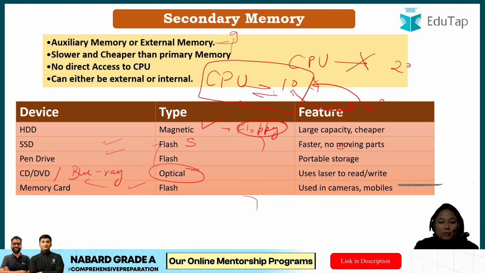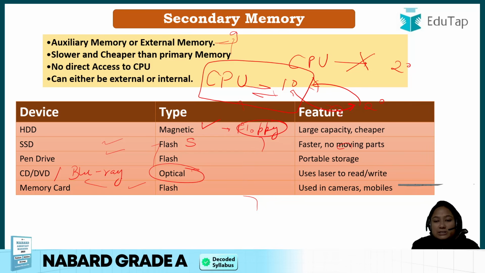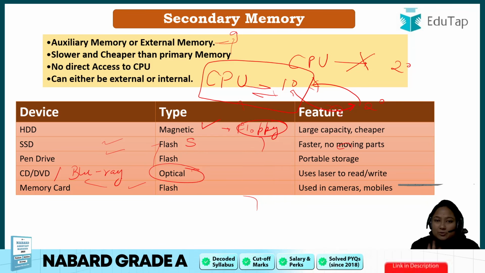Okay. So I hope this much is very clear to you. This was pretty easy. There was nothing to panic about here. Till now, very easy things are there. For the NABARD Grade A examination, memory organization is a very low hanging fruit. You don't need to think a lot. Just understand this once and you'll be able to score well here.